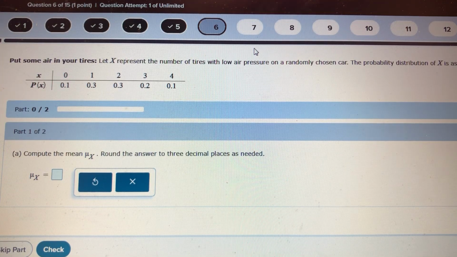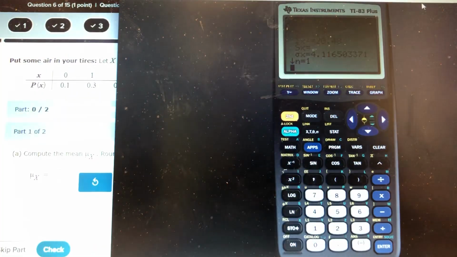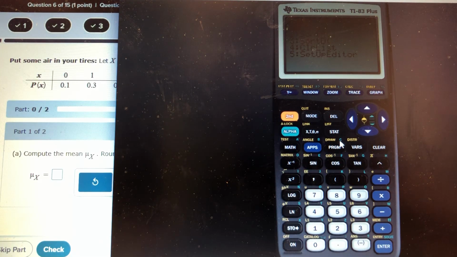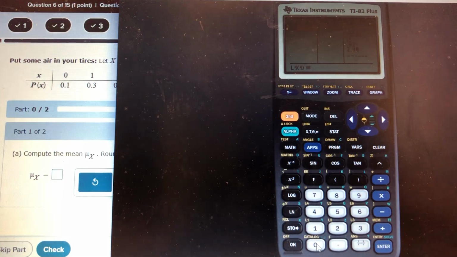This is the same thing really that we did a couple of problems ago. Compute the mean, and another symbol for it is mu with a little x subscript. I'll do this the short way again. If you have to do it the long way, that's fine, but it's nice when you can do this the short way. Stat, edit, just clear out list 1 and list 2. Type 0 through 4 in list 1. 0, enter, 1, enter, 2, enter, 3, enter, 4, enter.